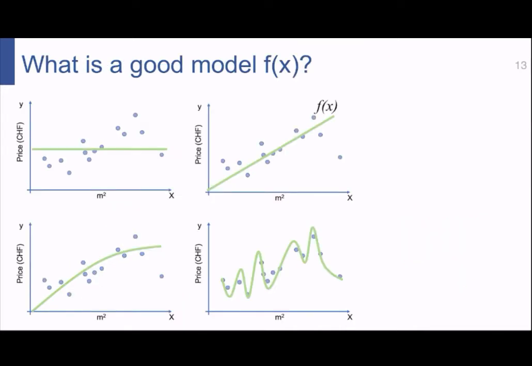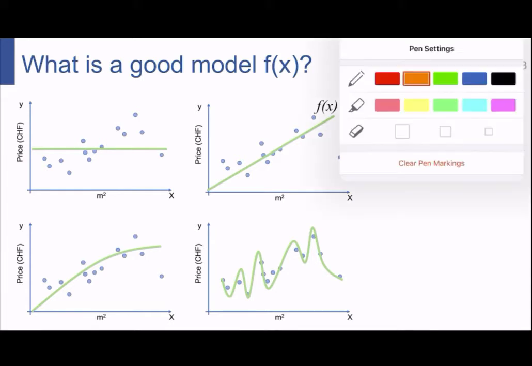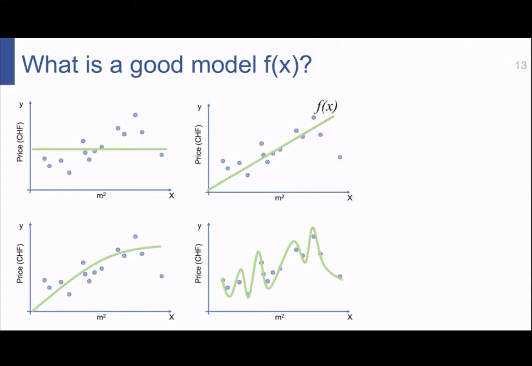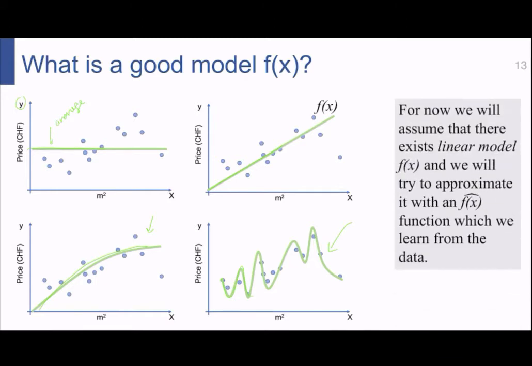So what is a good model here? What is a good function? We don't really know what a good function is. It might be the average value, the average of all the y values that we had. It might be a linear model, so we estimate a linear model. It might be a quadratic model here, or it might be a higher order polynomial in this case. For now, we assume that there exists a linear model, and we would like to approximate it.